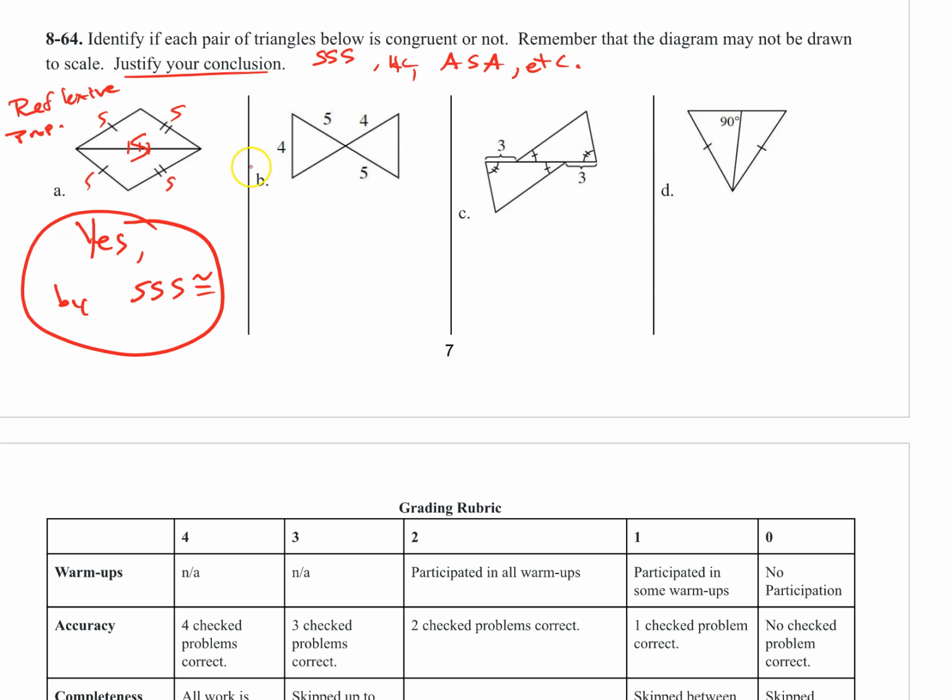Alright, if you look at B, this is the bow tie, and the angles in the middle are congruent. This is by a property known as vertical angles. It says that when lines are connected in this fashion, it creates two congruent angles. So we check for congruence. We have these two sides congruent, these two sides congruent, and these two angles congruent.